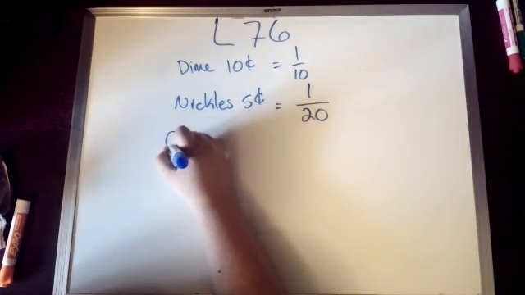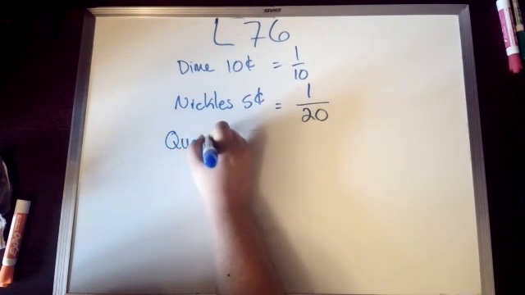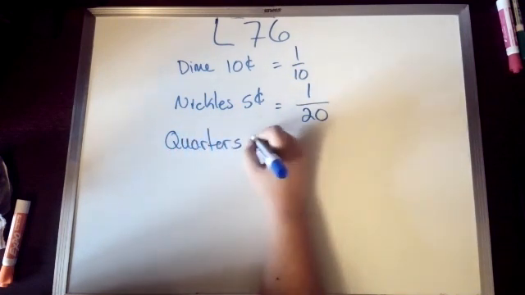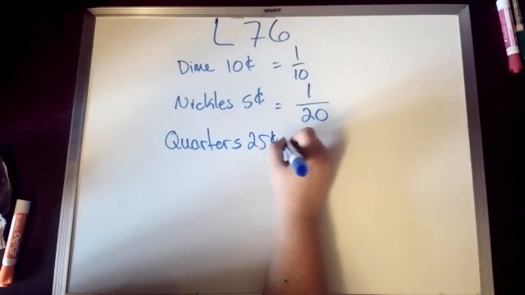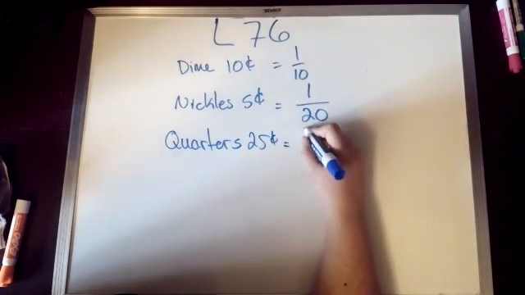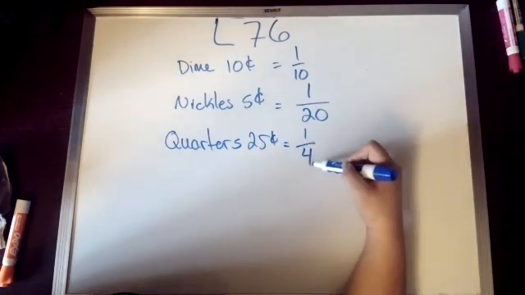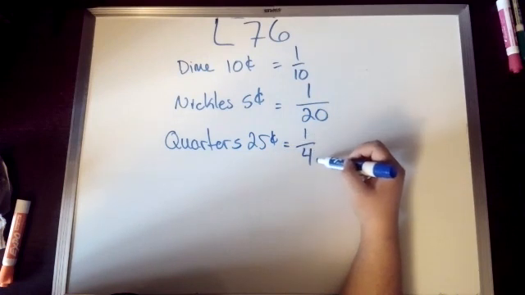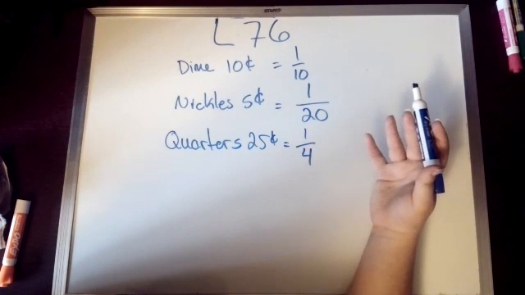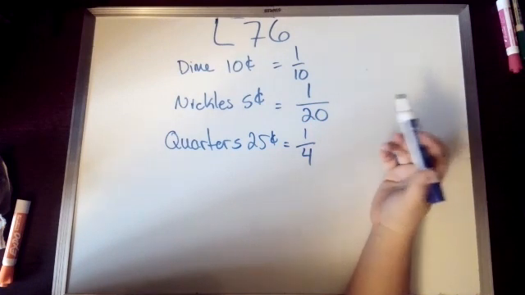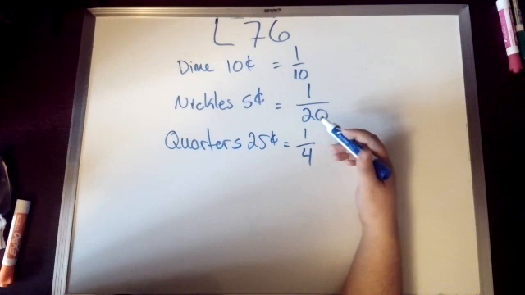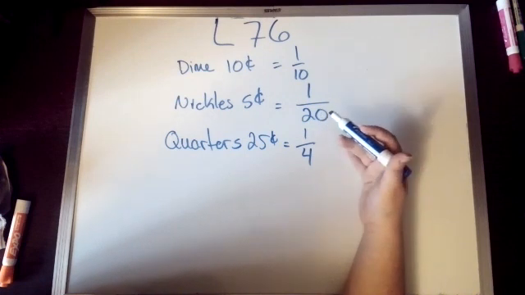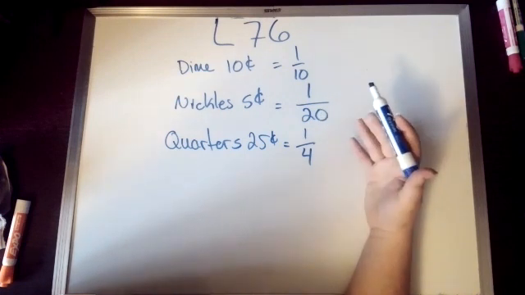If I'm using quarters, which is 25 cents, I use 1 out of 4 because it takes 4 quarters to make a dollar. So if I only have one, that is 1 out of 4. If I had 2 quarters, that would be 2 out of 4, or 1/2, because that would be 50 cents. Same thing as if I had nickels. If I had 2 nickels, it would be 2 out of 20. If I had 2 dimes, it would be 2 out of 10.